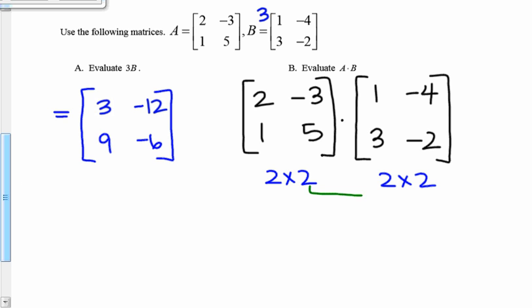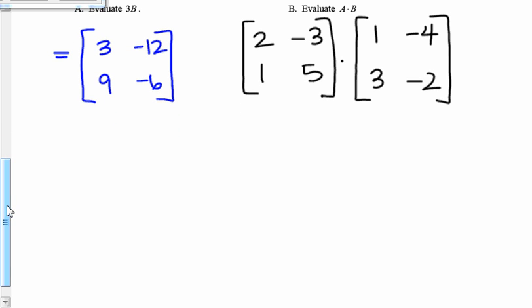Are the numbers in the middle the same? Is 2 the same number as 2? Yes, it is. Our result is going to be a matrix that is the size of 2 by 2. Our result is a 2 by 2 matrix. All right, well, now that we figured that out, I'm going to erase it. And let's do that math.